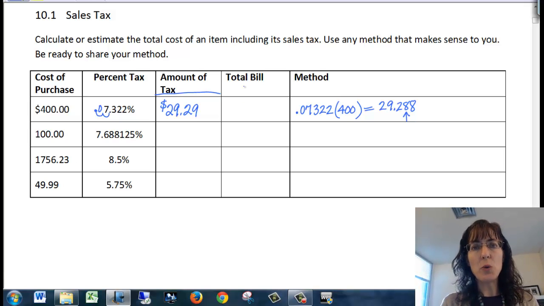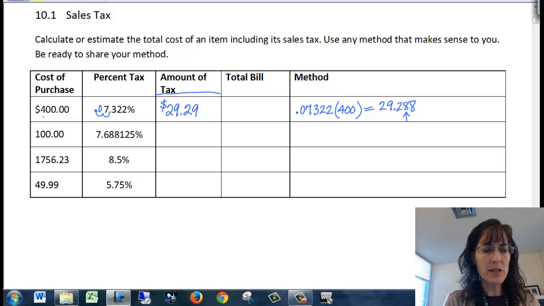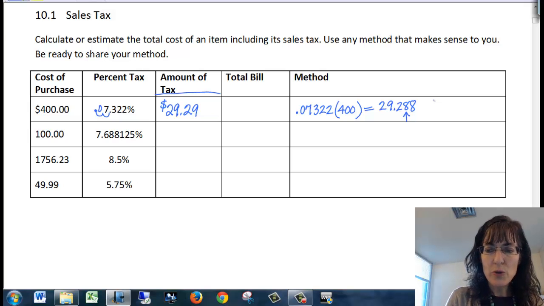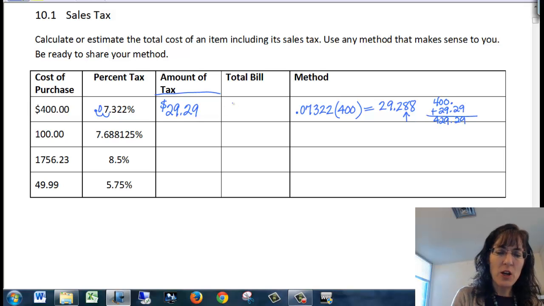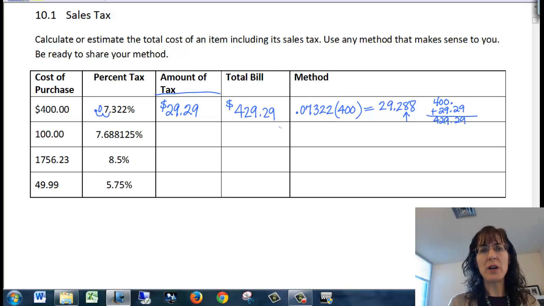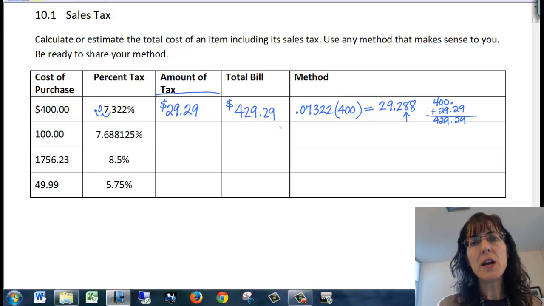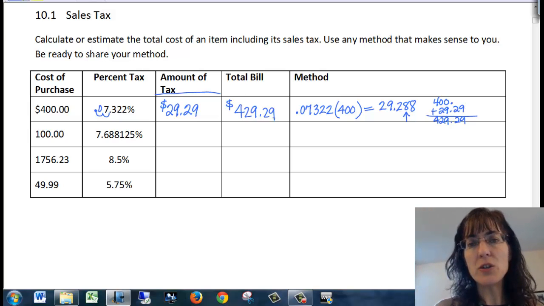Then to find my total bill, since I know the amount of tax and I know the amount of my purchase, I can just add those two together. So I'm going to do 400 plus 29.29. Remember, when you add, you line up your decimals, and I get $429.29. Now that should match what I get on my register receipt.